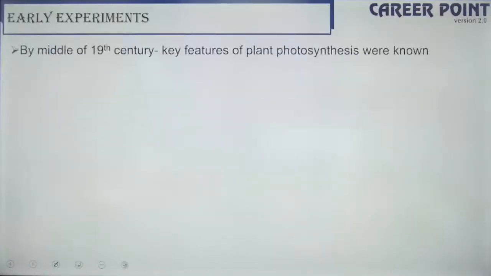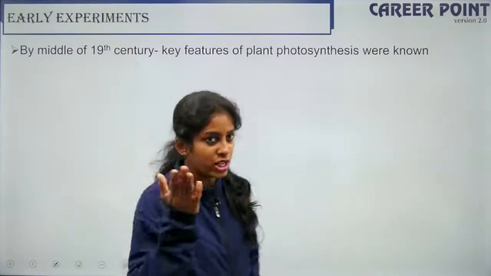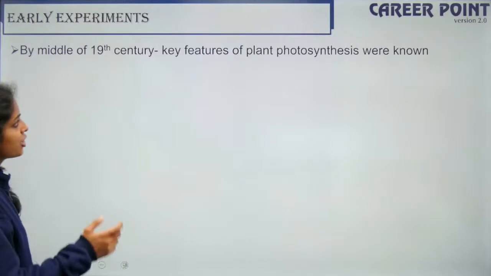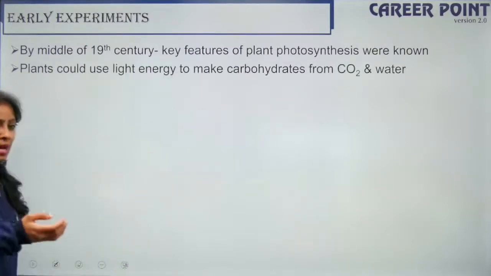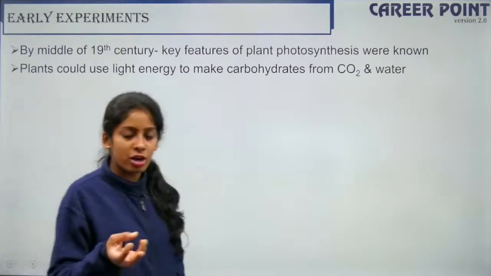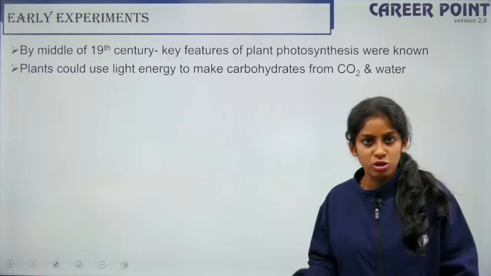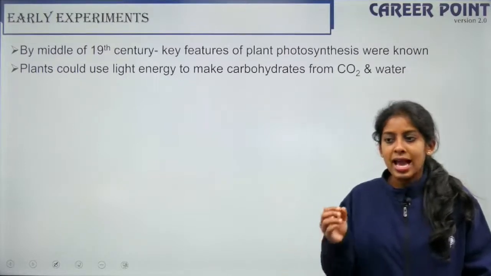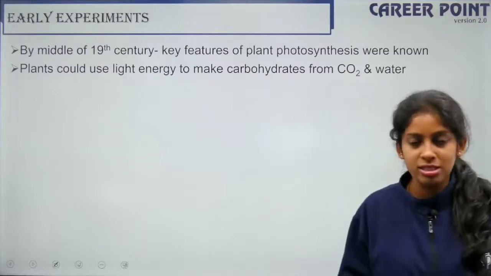So one last experiment. By the middle of the 19th century, so Joseph Priestley is working since the 18th century, the key features of photosynthesis were clearly known. So plants to photosynthesize need carbon dioxide, they need sunlight. The green plants are the ones which produce oxygen, the green parts, right? And glucose is stored as starch, and glucose is the byproduct of photosynthesis.